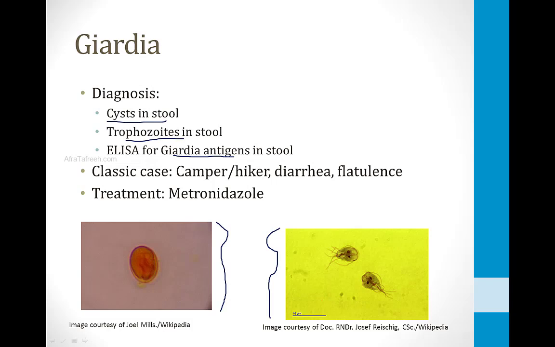So the classic case of Giardia infection is a camper or hiker who develops diarrhea and flatulence and symptoms that fit with steatorrhea. That person has a Giardia infection of the small bowel, and the treatment for this is metronidazole.